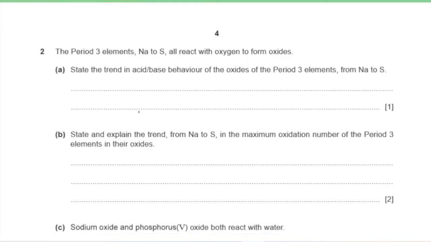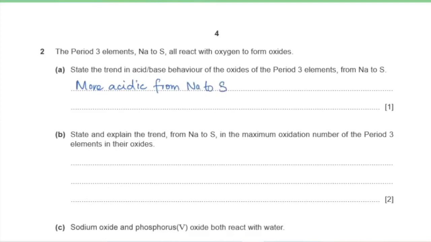Question number 2, the period 3 elements sodium to sulfur all react with oxygen to form oxides. State the trend in acid-base behavior of the oxides of the period 3 elements from sodium to sulfur. So metals, sodium to aluminium, they form basic oxides, and non-metals, silicon to sulfur, they form acidic oxides. So we can write that it gets more acidic from sodium to sulfur.